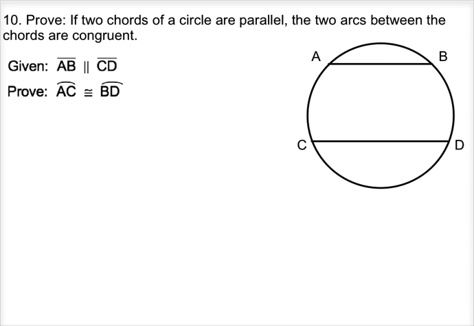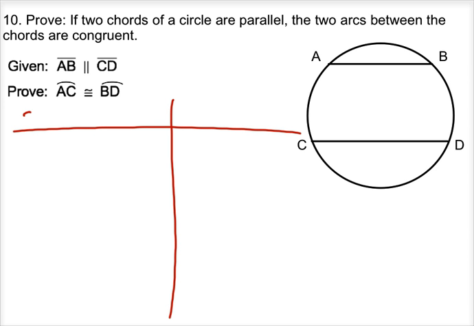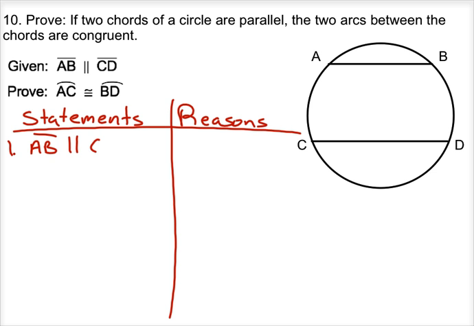Number 10, prove. If two chords of a circle are parallel, the two arcs between the chords are congruent. So I have my given and prove statements. I'm going to fill that into my statements and reasons column. And I know my first statement always ends up just being my given. So segment AB is parallel to segment CD. And I'll fill that in over here. And that's given.